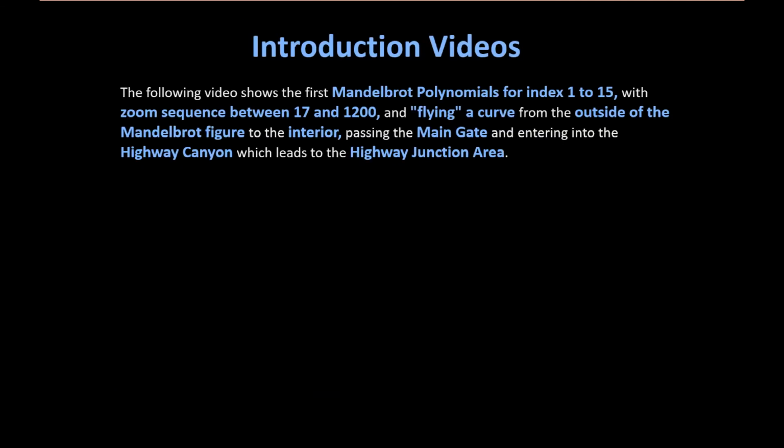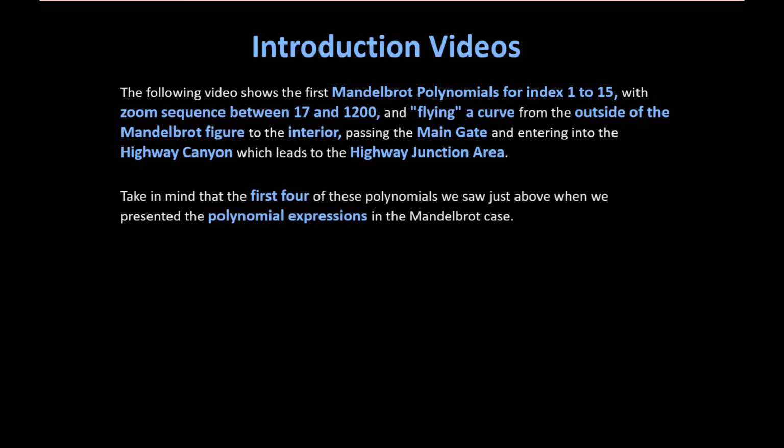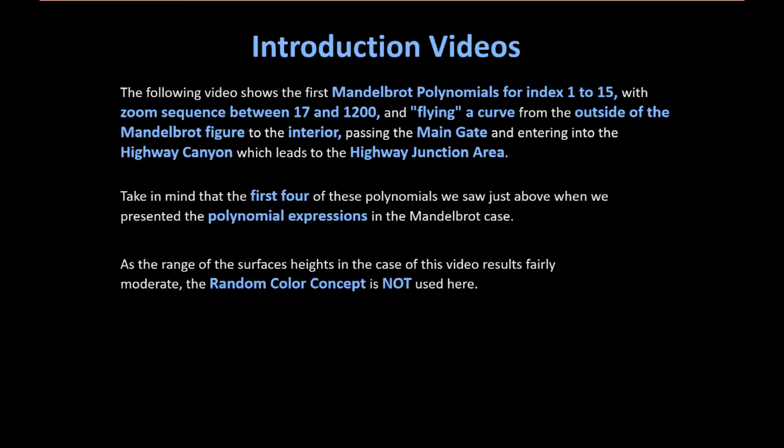The following video shows the first Mandelbrot polynomials for index 1 to 15, with zoom sequence between 17 and 1200, and flying a curve from the outside of the Mandelbrot figure to the interior, passing the main gate and entering into the highway canyon which leads to the highway junction area. Keep in mind that the first four of these polynomials we saw just above when we presented the polynomial expressions in the Mandelbrot case. As the range of the surface heights in the case of this video is fairly moderate, the random color concept is not used here.